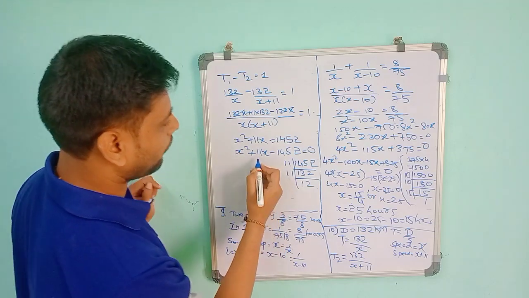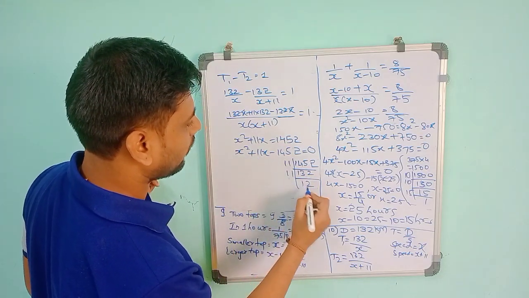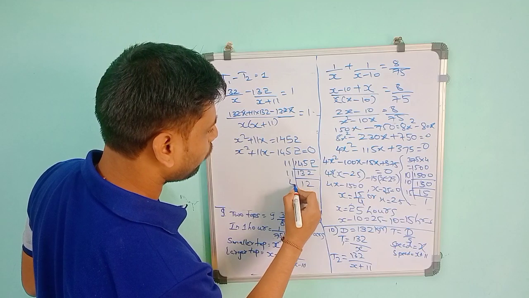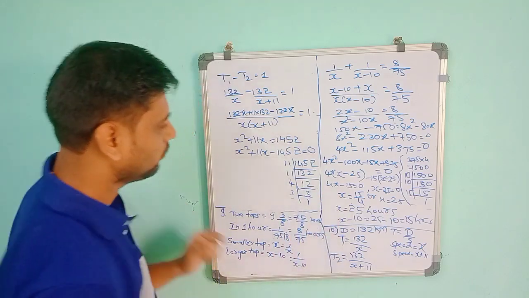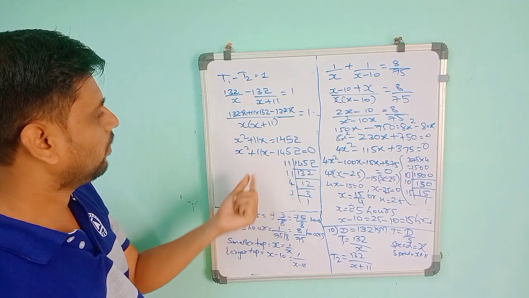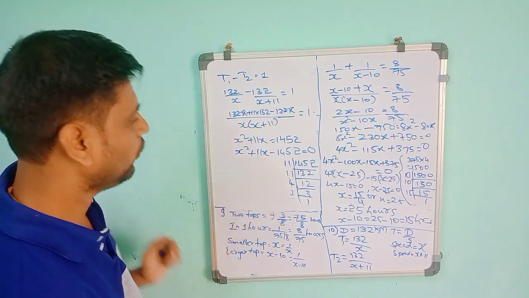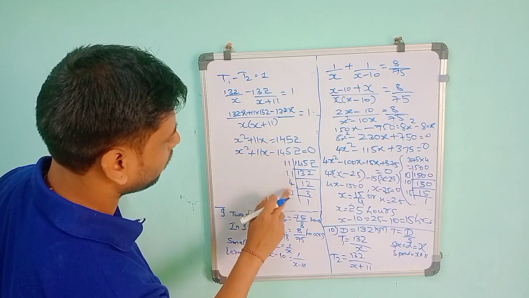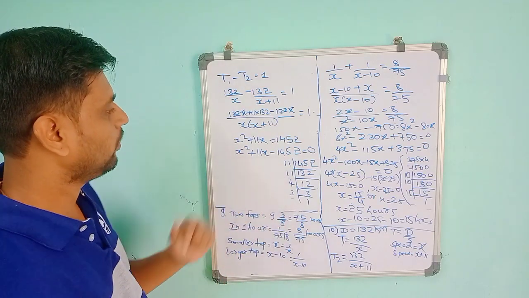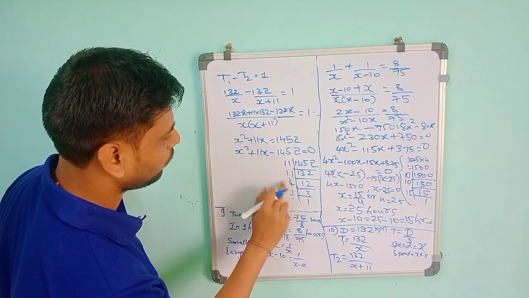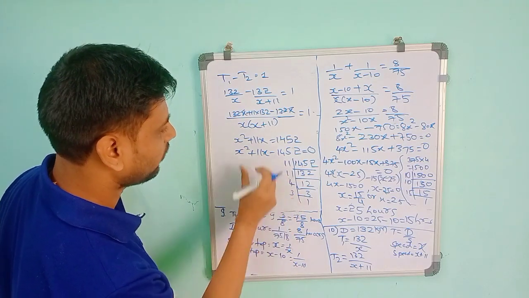Okay, the difference should be 11. So 11 into 132, 11. So 11 into 12, then 4, you can take 4 3s, then 3 you can take. So 11 into 11 into 4 into 3, the difference should be 11. If you take 11 into 11, it is 121, and 121 into 12 means the difference is not coming 11. So if you take 11 into 4, that is 44, and 11 into 3, that is 33, then it will come 11.